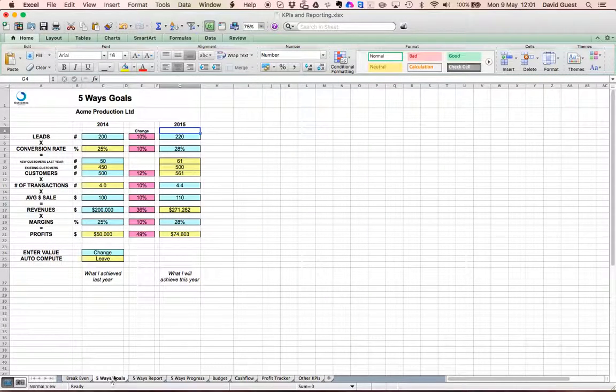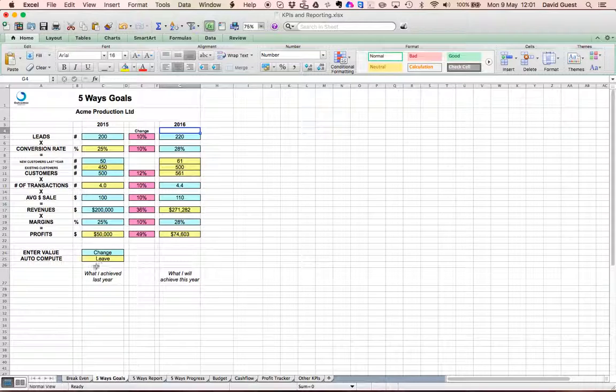As we move forward, you'll see there's a tab called 5-way goals. 5-way goals is pretty straightforward. If you've seen the 5 ways presentation before, you'll understand that there's 5 areas we can change in the business: leads, conversion rate, number of transactions, average dollar sale, and margin. Now, they're the ones that are in blue once again, actually in 2 areas. So we've got the last year, which would be 2015 for this spreadsheet, and this would be 2016. So we do those calculations.